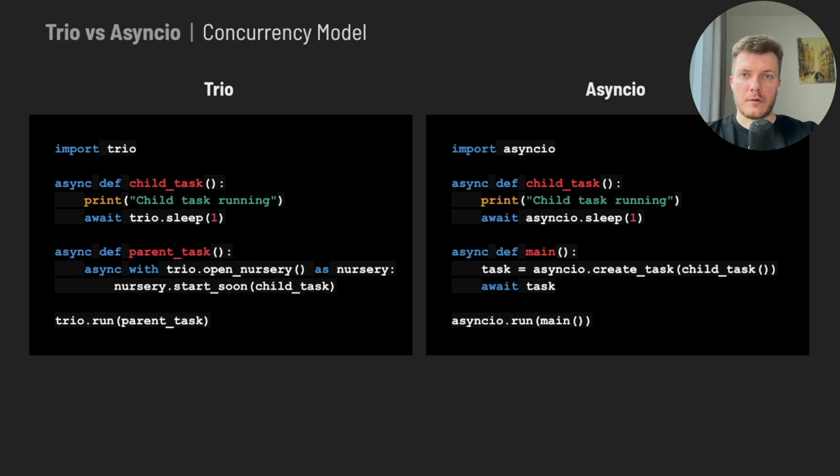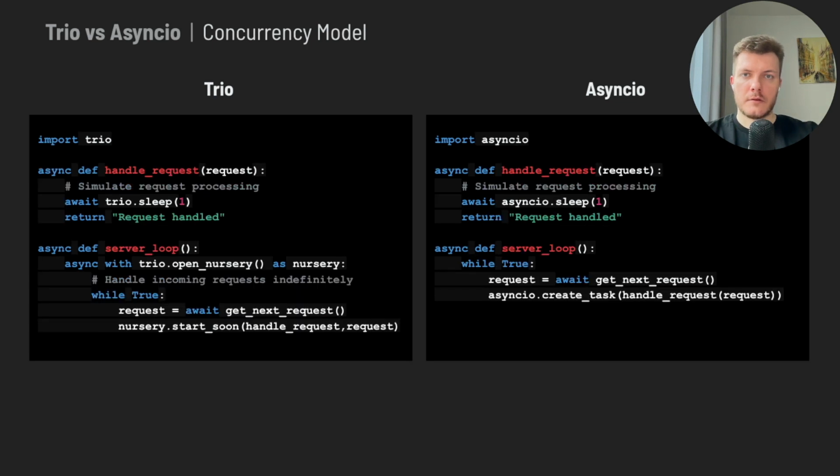We can see how each model influences error handling and task lifecycle management. Consider a web server designed to handle multiple simultaneous requests. In Trio, each request is a task executed within a nursery, ensuring clean task completion. Asyncio creates separate tasks for each request without explicit structuring.